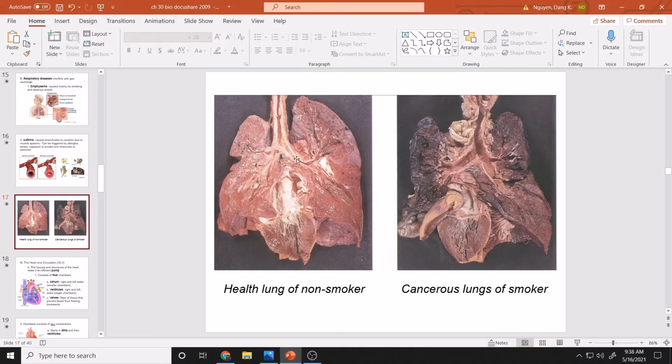All right, and here's a healthy lung of a non-smoker. It's fresh and it's pink, and this is someone who smokes, so it's covered in soot and ash. It's swollen, and it just looks overall not good. There's no way you can get efficient exchange of gases with a lung that looks like this.